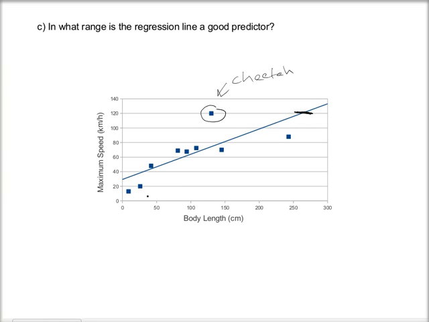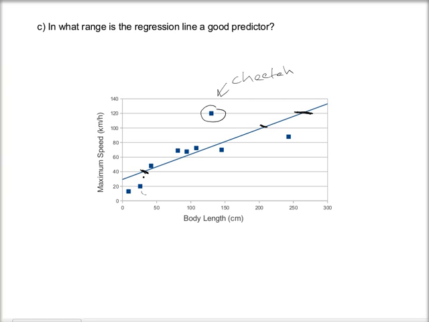For my smaller animals, it's also not a very good fit. These are way below my line, so maybe a good place to stop using the line would be about here. Now as I go up, my horse, which is actually a pretty fast animal, is pretty far below the line here, so maybe my line isn't a very good predictor even before I get to the cutoff point here. Maybe I should take it back to about this point.